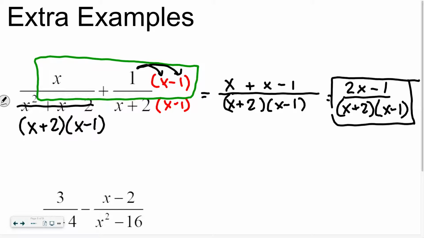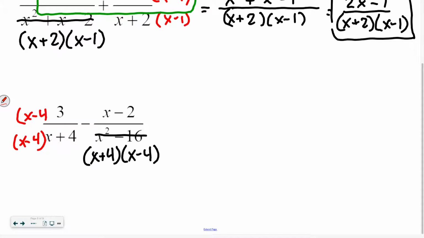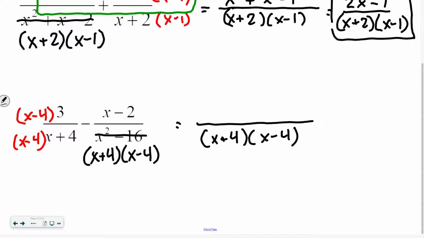An additional example, I have 3 over x plus 4 minus x plus 2 over x squared minus 16. Not the same denominator. Go ahead and factor if possible. x squared minus 16 is a difference of perfect squares. I can see they share a factor of x plus 4. This first fraction needs an x minus 4, so I'm going to multiply that on top and bottom. For the rest of my problem, I can keep my denominator, x plus 4 times x minus 4. Only work in my numerator to add and subtract, because I'm going to keep my denominator.